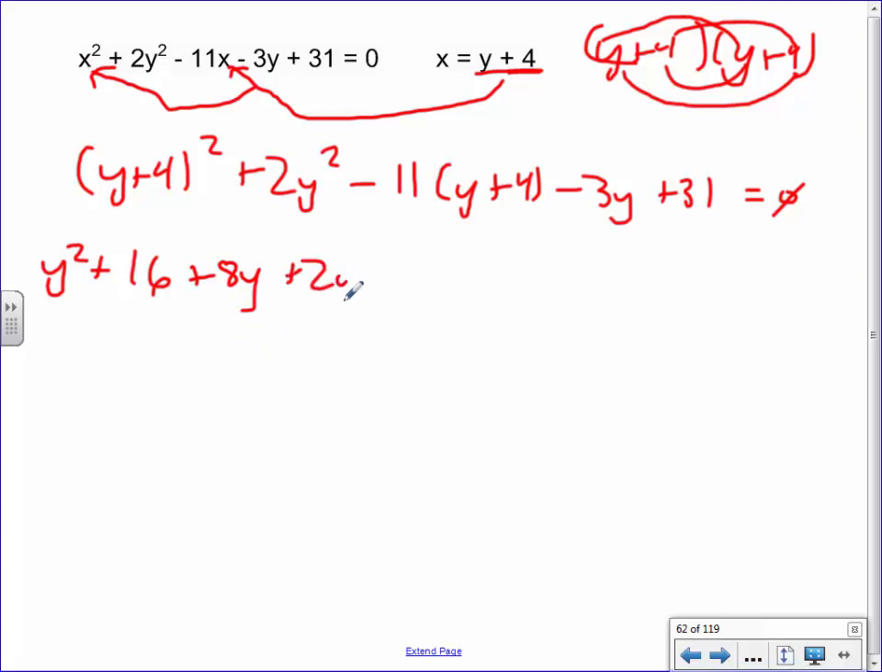And then you need 2y squared right here. Now this bit I've got to FOIL as well, so it gives me minus 11y and minus 44. Minus 3y plus 31 equals 0.